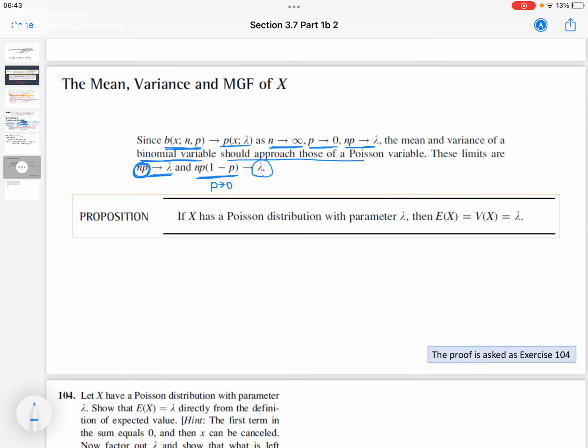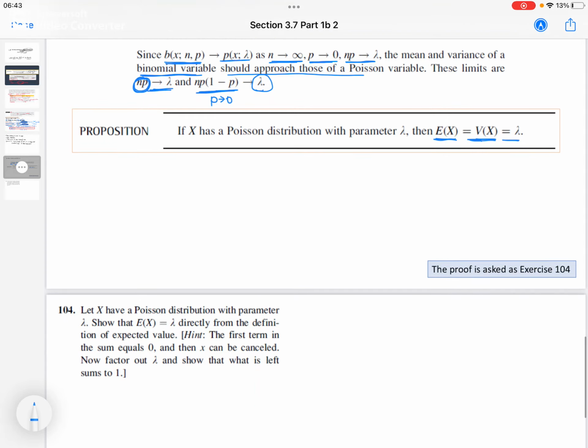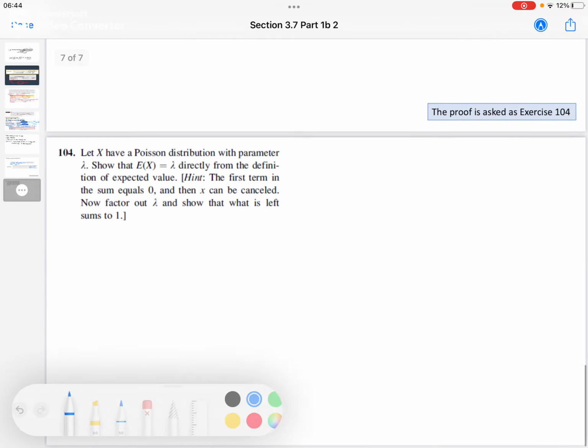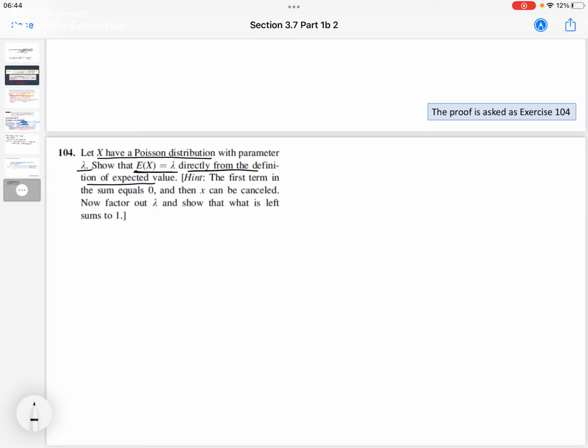A proposition then says, if x has a Poisson distribution with parameter lambda, then the expected value of x is equal to the variance of x, and that is equal to lambda. And exercise 104 proves that the expected value of x is actually lambda. So exercise 104 says, let x follow a Poisson distribution with parameter lambda. Then show that the expected value of x is equal to lambda directly from the definition of expected value.